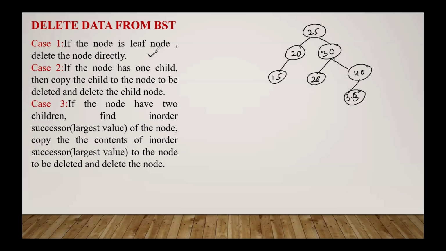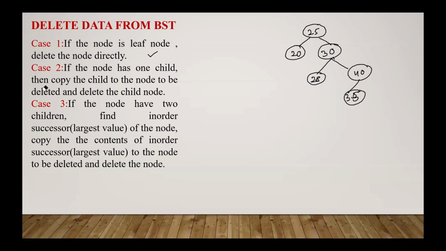So let's take the first case, if it is a leaf node. For example, we have to delete either 15, 20 or 35. For example, we want to delete the 15. Deleting 15 means there is no subtree, so simple, we can delete this one. So the information is deleted. It is very easy. If the deleted node is a leaf node, then simply we can delete it.